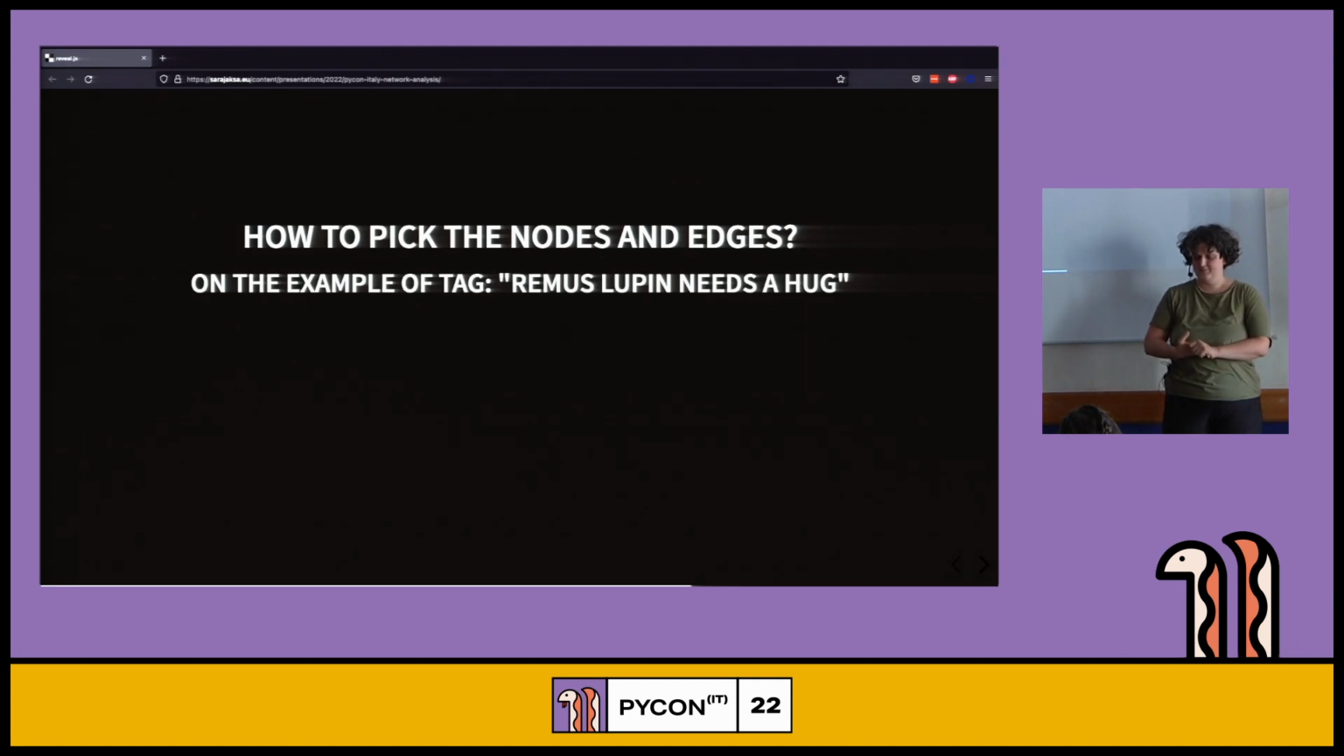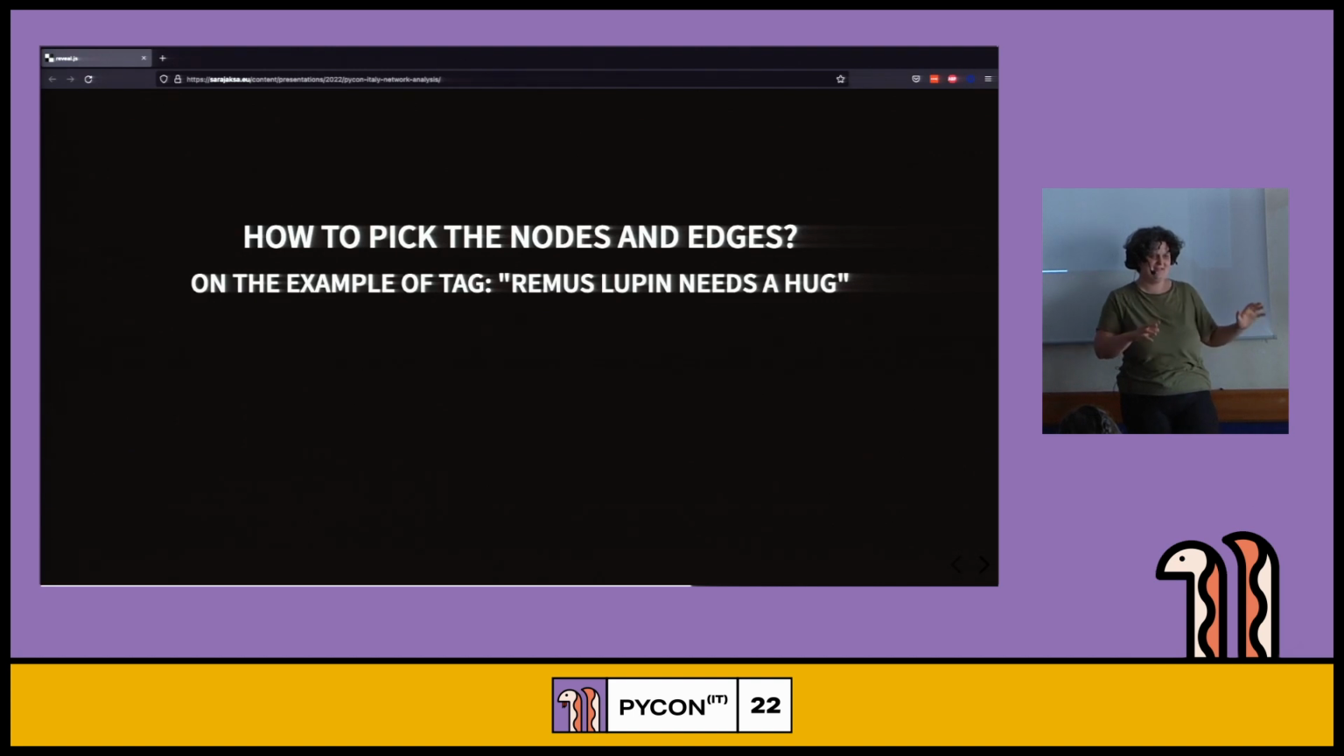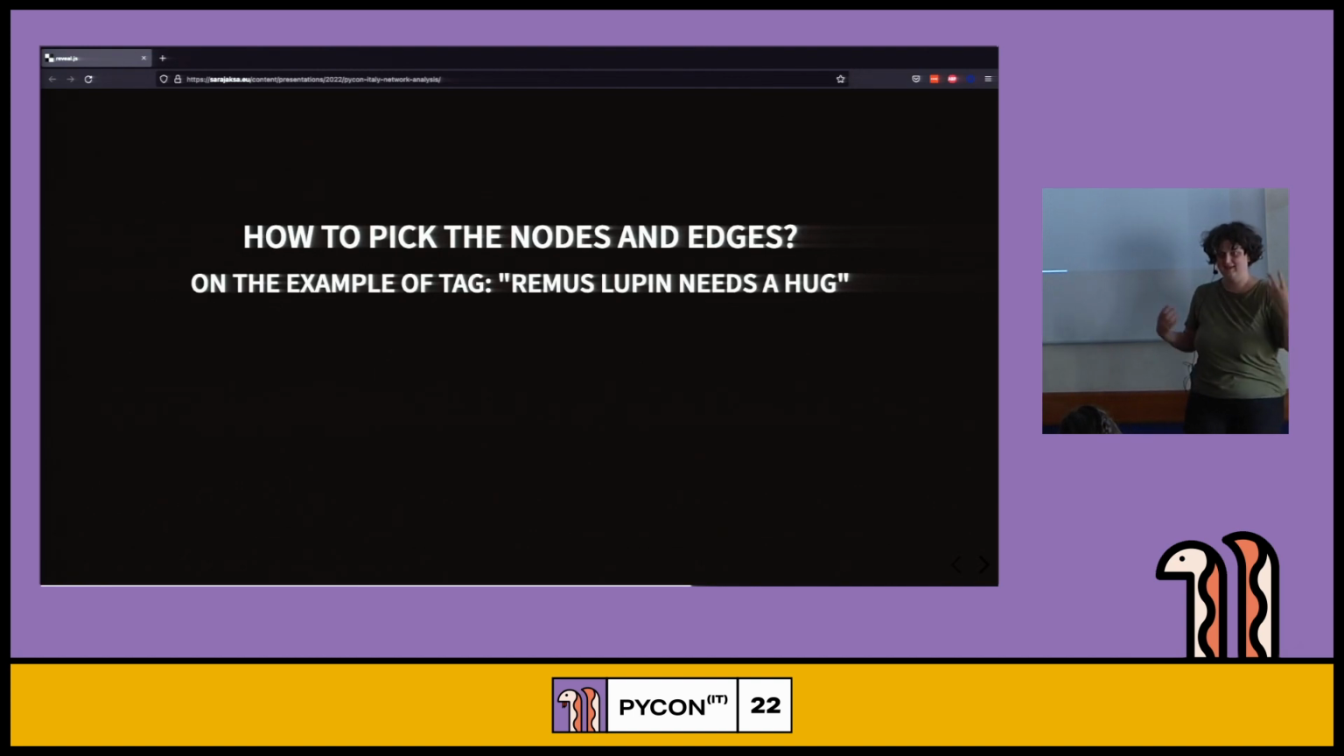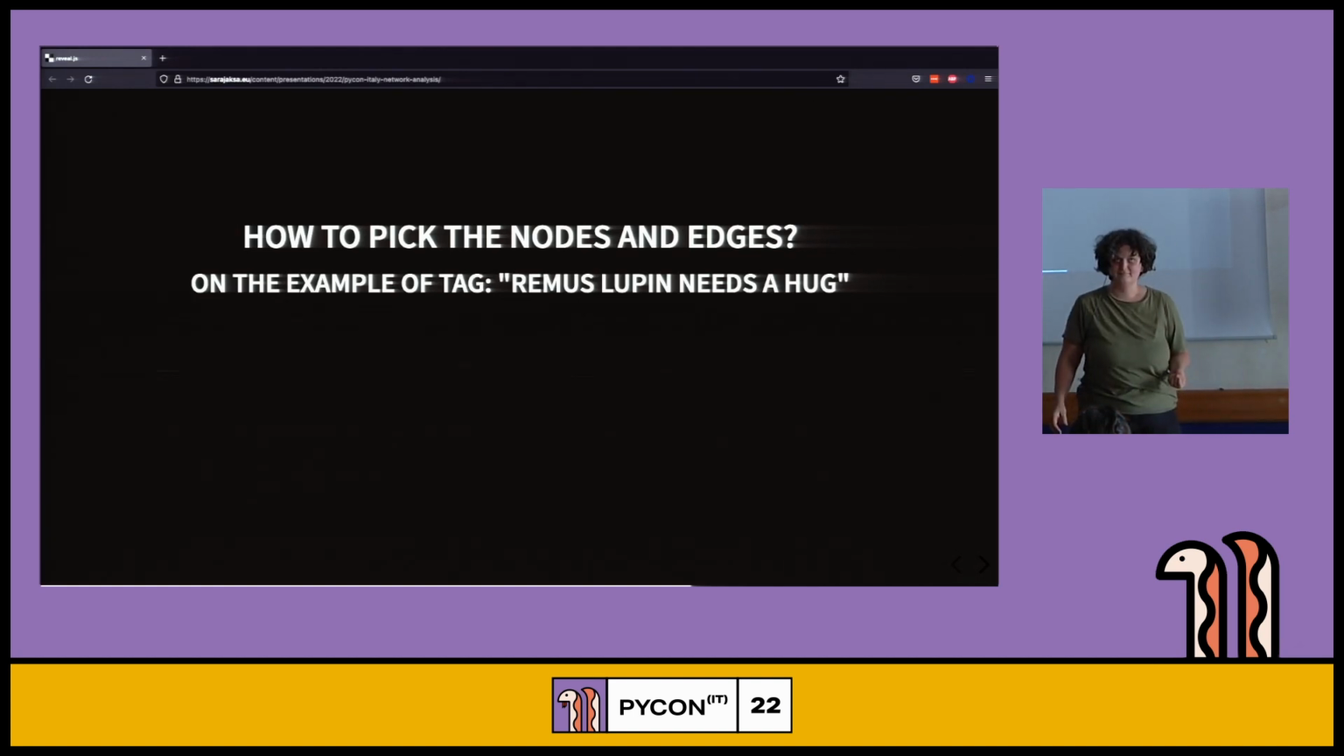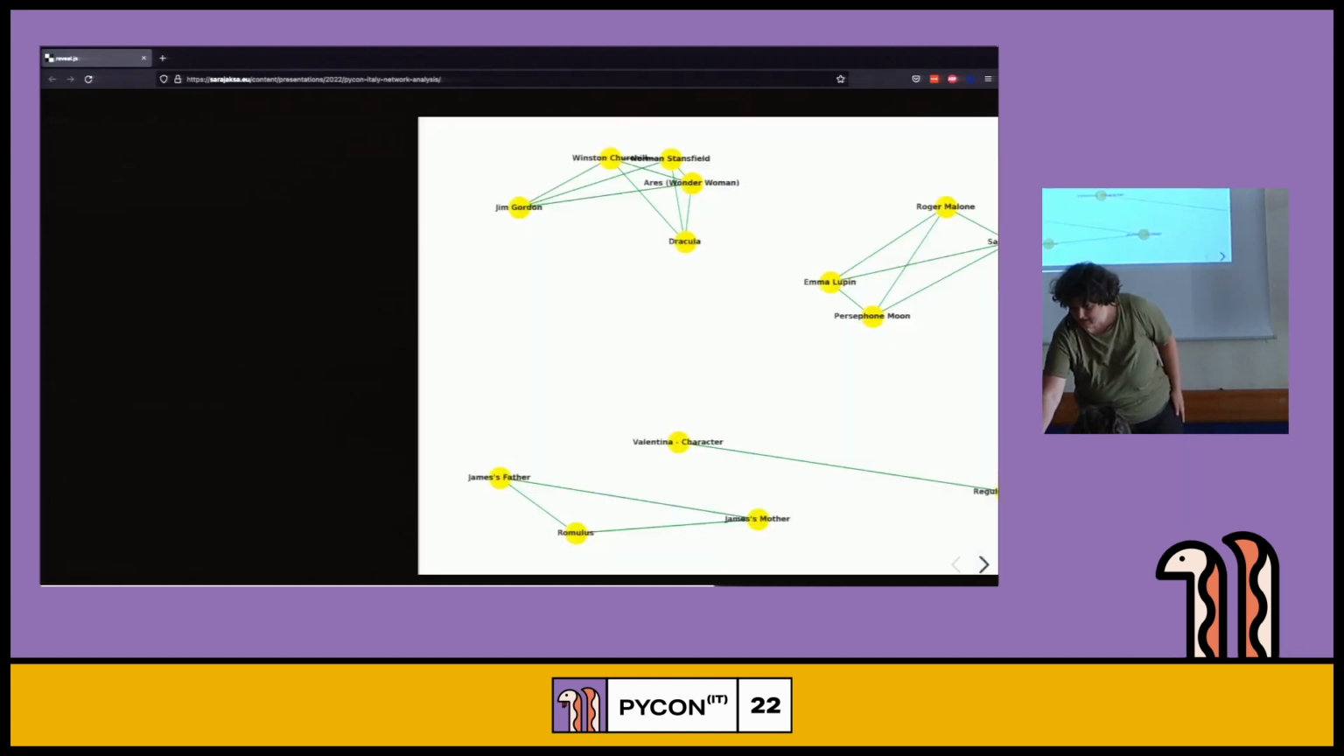So for this, I'll use an example tag: Remus Lupin needs a hug. Needs a hug basically means a story where somebody gets in a really bad, a lot of times abusive relationship, and you write a story where you usually just mention or describe that, and then somebody consoles that person, and that person gets a happy ending, and so on. In the Harry Potter world, the people that get this tag are actually Harry Potter, Draco Malfoy, Remus Lupin, and Sirius Black. The rest of the people apparently don't deserve this treatment.